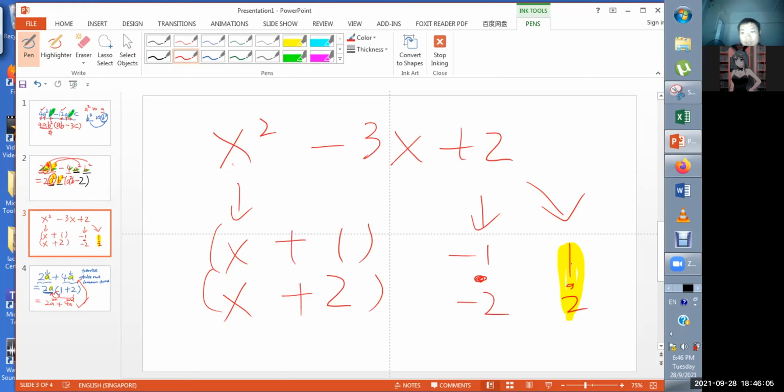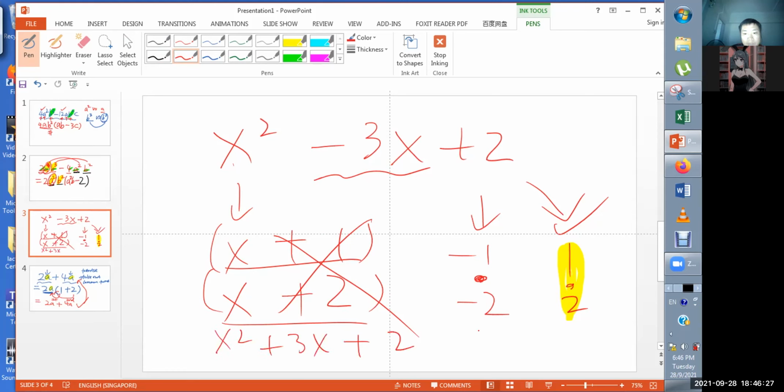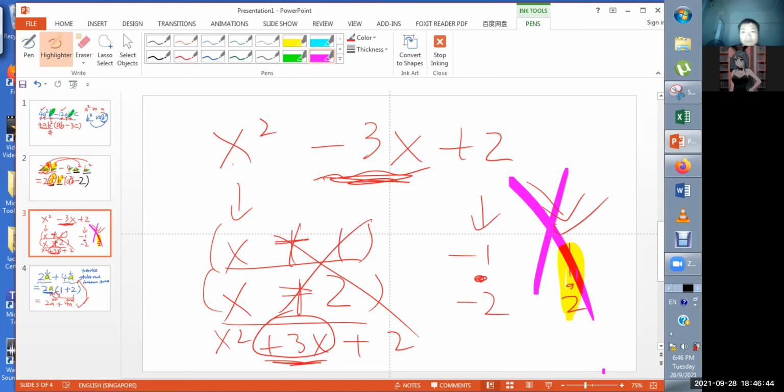Okay, so I pick the yellow one. If I pick the yellow one, I'm going to get this. And then you will see that you won't get minus 3x. This one will not give you minus 3x, because you open the bracket, right? You will get x squared plus 3x plus 2. So you don't get minus 3x here. But over here, if you choose +1 plus 2, you get plus 3x. So you cannot take this.